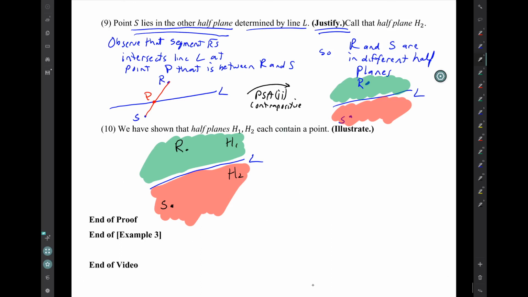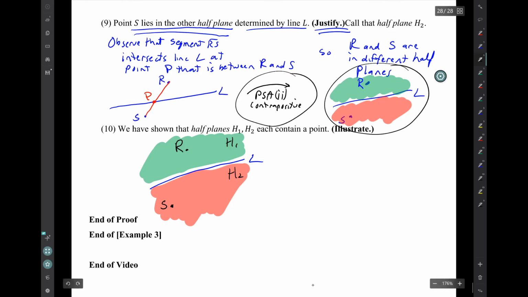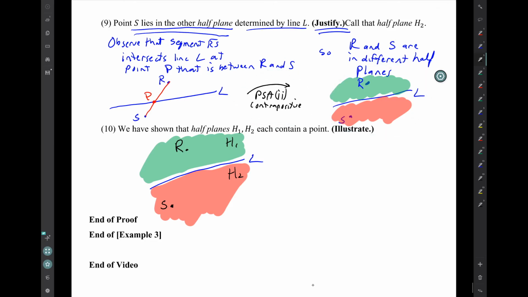So you can see that to prove statements involving plane separation involves very careful reading of the PSA axioms and their contrapositives. So in this proof, we used PSA2 contrapositive to say that 2 points are not in the same half-plane. You'll have a similar job to do justifying statements in a proof in one of your homework exercises. Well, that's the end of this example, and that's the end of the video.